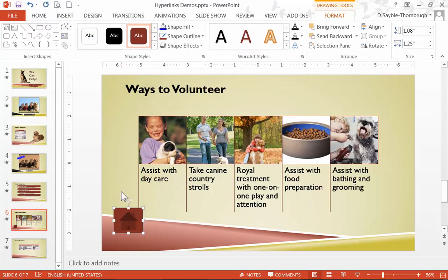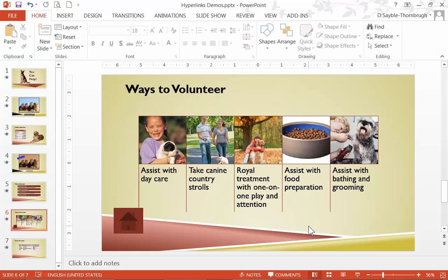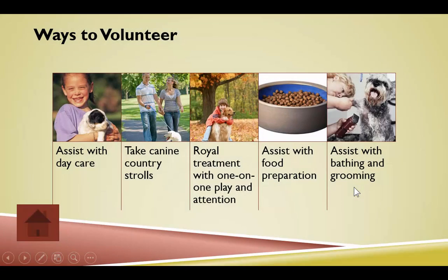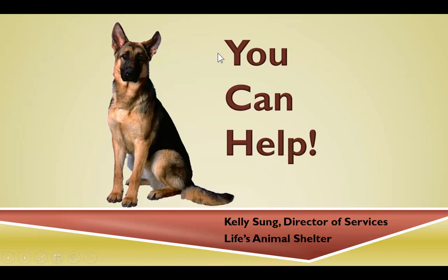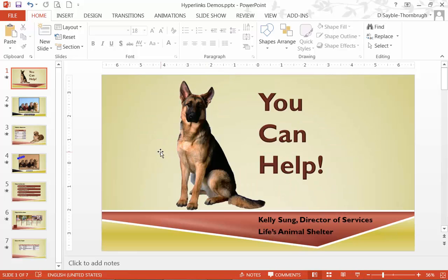This is now a link. So now if I were to run the slideshow, here I am running the slideshow, and look what happens when I hover my mouse over that little button I made. It's a pointing hand, which means it's clickable. So now I can click on this button and it will take me right back to the very first slide, or the home slide. I'm going to escape out of this slideshow.